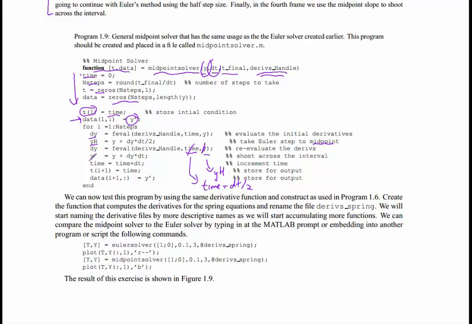Then you take y equals y plus dy times dt, because this is our new estimate of the derivative. Increment the time, store the new time, store the new data, and end. Not that much more complicated than the Euler method. But here you see the procedure. You go halfway, use that halfway point to estimate your derivative, then use that derivative to carry out the Euler step.